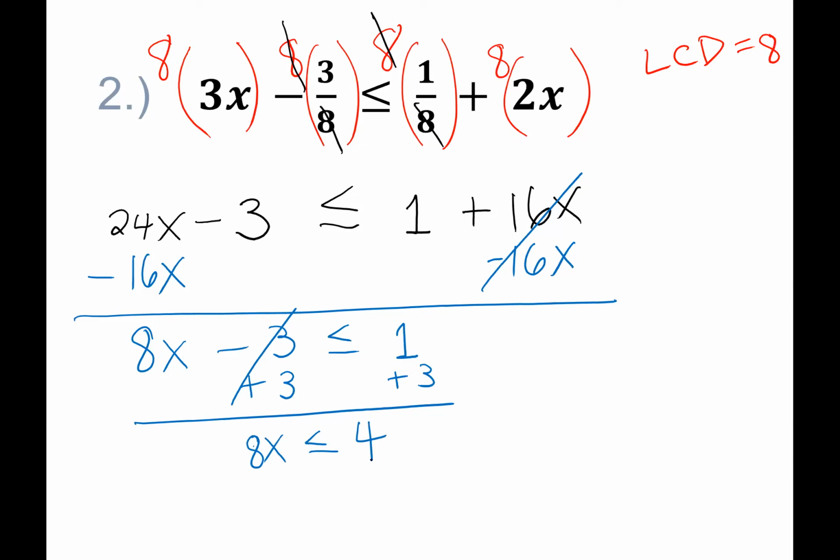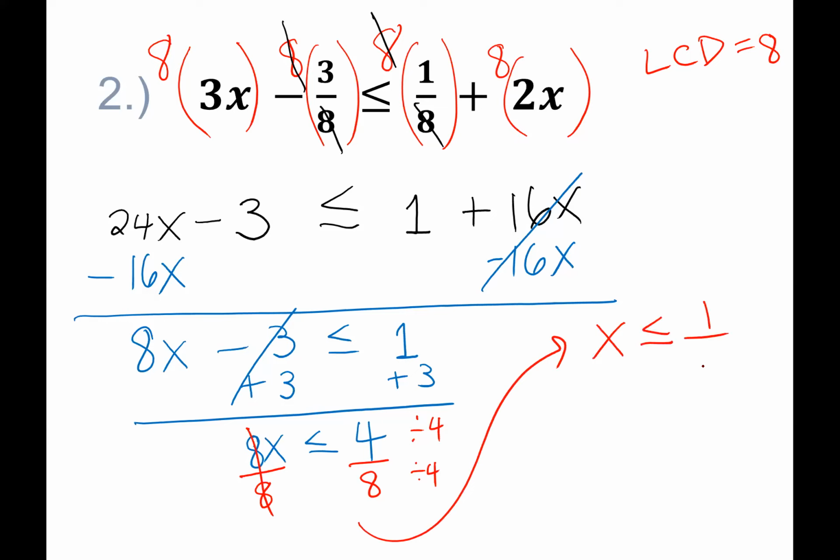The last step is to divide both sides by 8. Now be careful. You might think that the answer is 2, but it's not. 4 divided by 8, this is a fraction. So 4/8 is a fraction that we can now reduce. We can reduce by dividing the top and the bottom by 4. So we're left with x is less than or equal to 1 over 2, or x is less than or equal to 1/2.